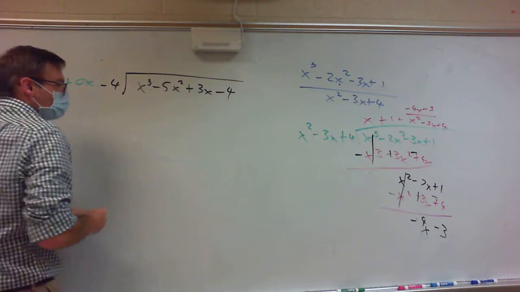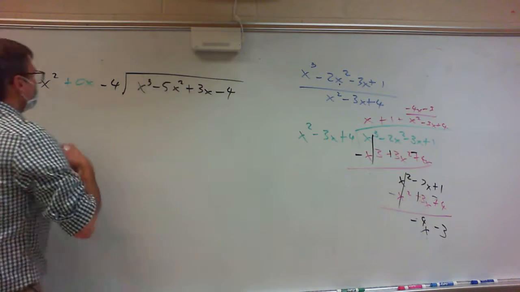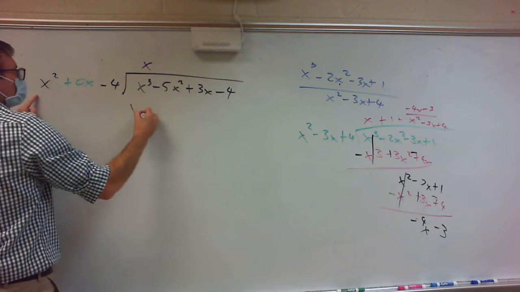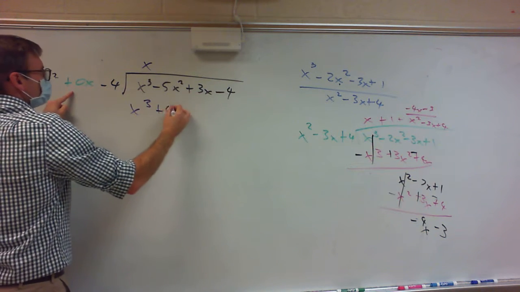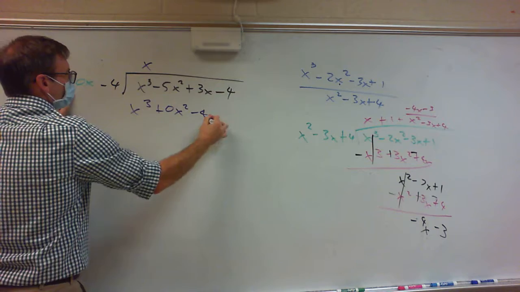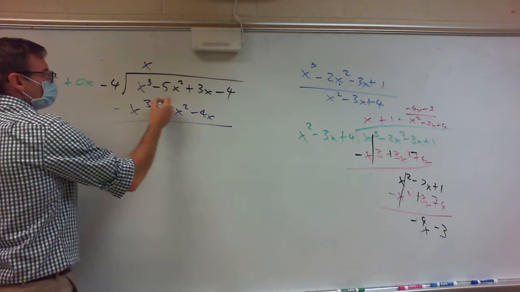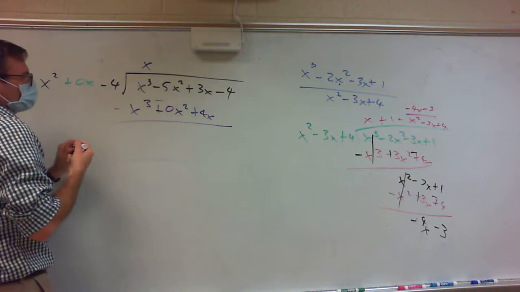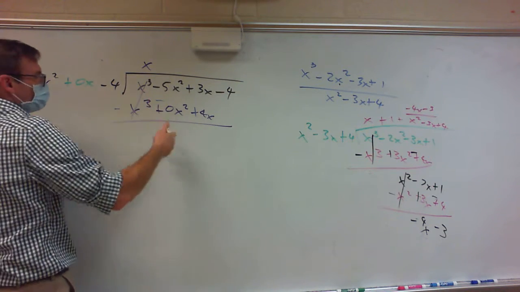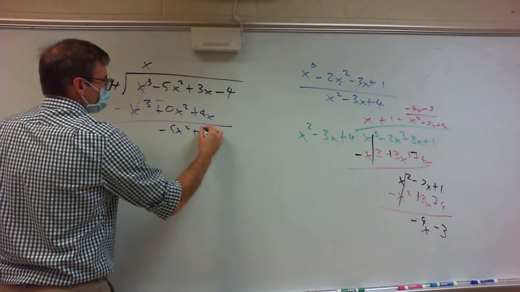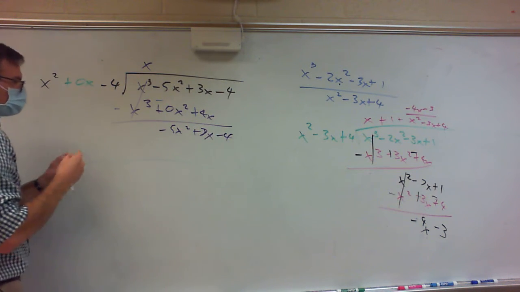Think, well, okay, what goes here, this times this is going to give me x cubed, so that's an x, so I end up with x cubed plus 0x squared minus 4x. Change all the signs. So this cancels because it's supposed to. That's going to give me a minus 5x squared plus 7x minus 4.